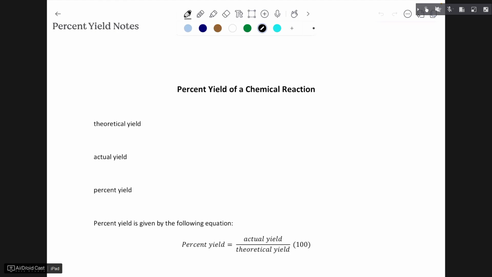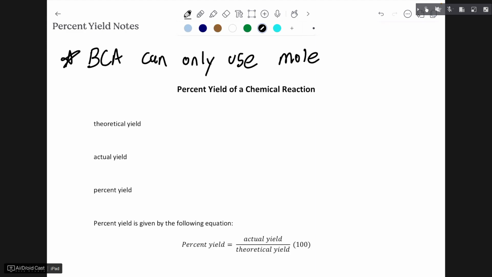So last class we started looking at BCA tables, which stands for before, change, after, and we were using those to predict the amount of product that we could create during a chemical reaction. However, an important note that we were looking at last class didn't really matter back then, but now it does. In a BCA table, we can only use the unit that we were using last time, which was moles.